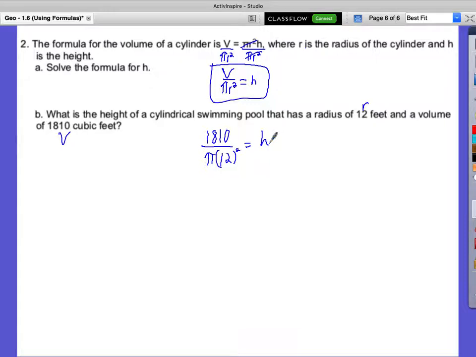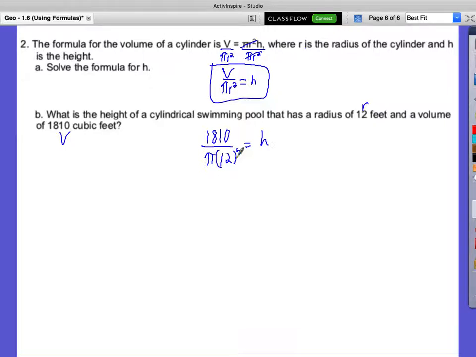Exactly right. 1810 over pi times 12 squared equals h. And just like Riley asked and Alyssa said, we only square the 12. You're not squaring the pi, just the 12. So I put the 12 in parentheses to make sure we're just squaring that. Okay. Questions on the setup? We just plug in what we know.